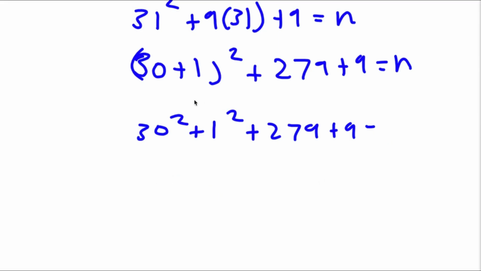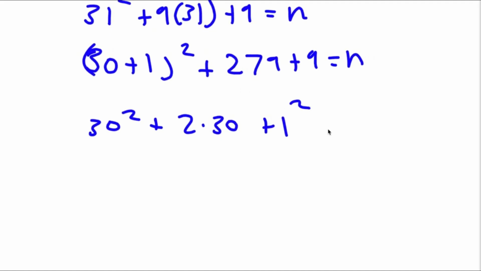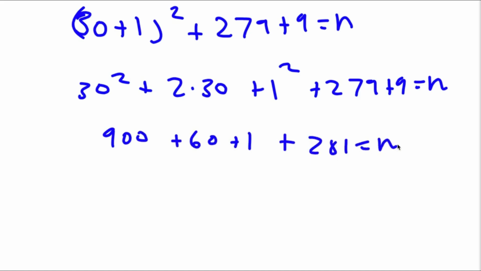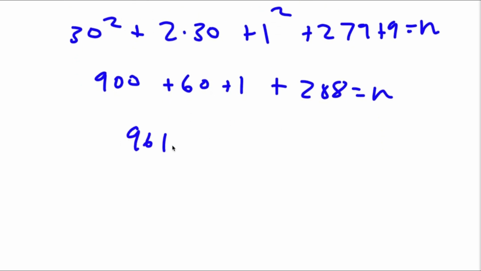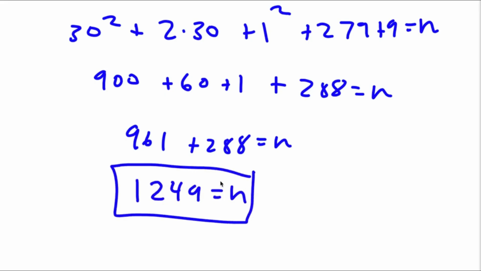Oops, sorry. 30 plus 1 squared, sorry. This is going to be 30 squared plus 2 times 30 plus 1 squared. Then I have plus 279 plus 9 is equal to n. Now I have 900 plus 60 plus 1 plus 288 is equal to n. Now I have 961 plus 288 is equal to n. And 961 plus 288 is going to be 1,249. So this is our answer.